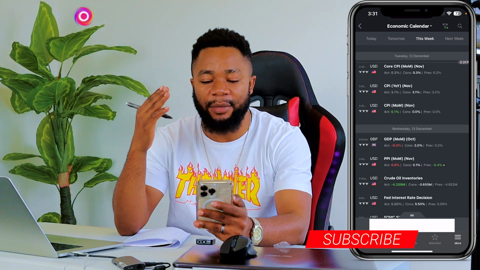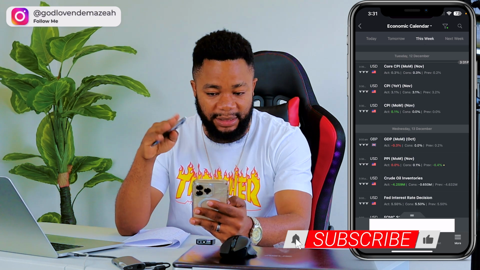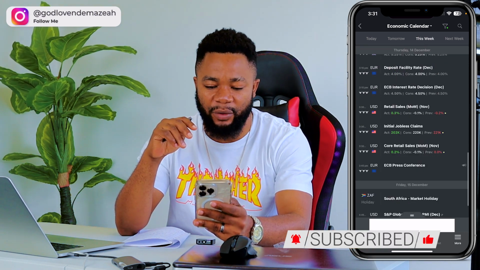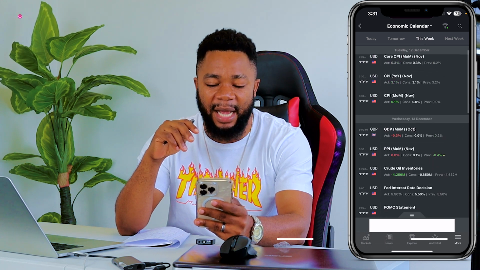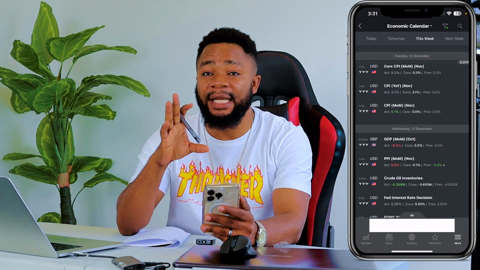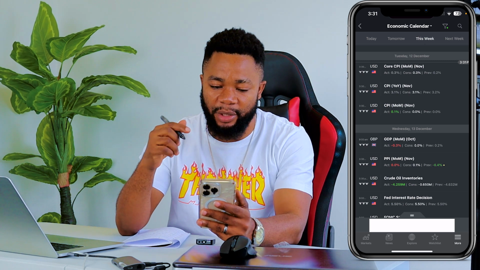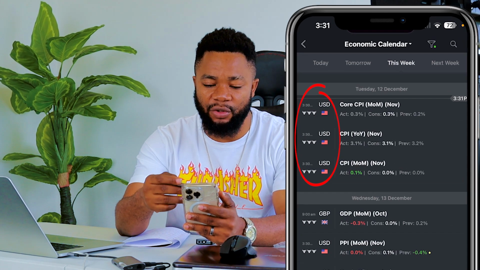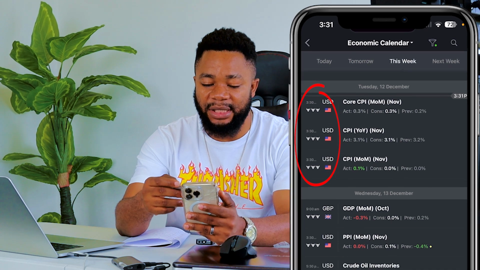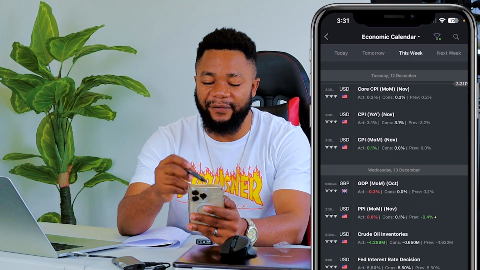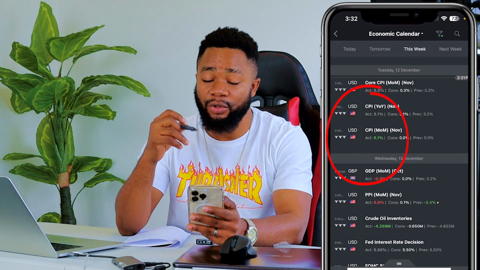And this week that just passed, you can see these were all the news events we had. You can see we had CPI, PPI, and this particular one. The way the data is displayed here, this is how you read it. You can see this particular section where you see the time, right? That's the time the news is going to be released, and where you see USD, that is the currency in which the news is going to be affecting, and this is the news you're going to be reading.